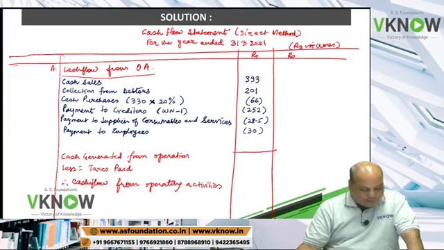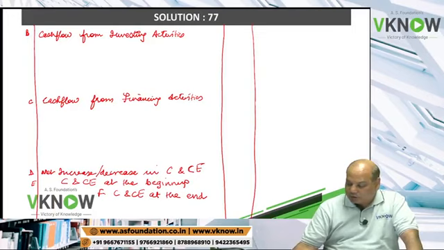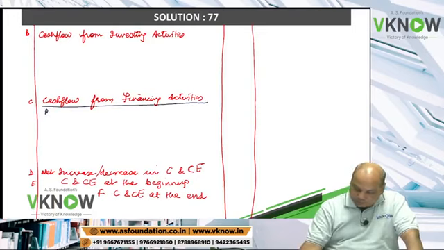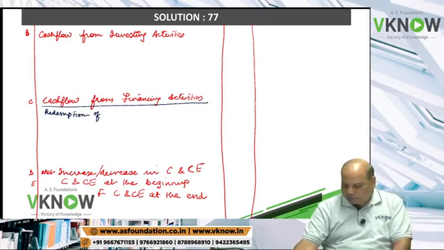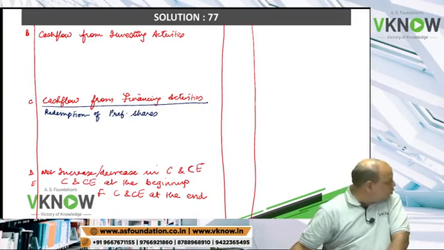Next. Fully paid preference share of face value of 48 crore were redeemed. Fully paid preference share redemption will come in financing activities. So you will write redemption of preference shares, 48.